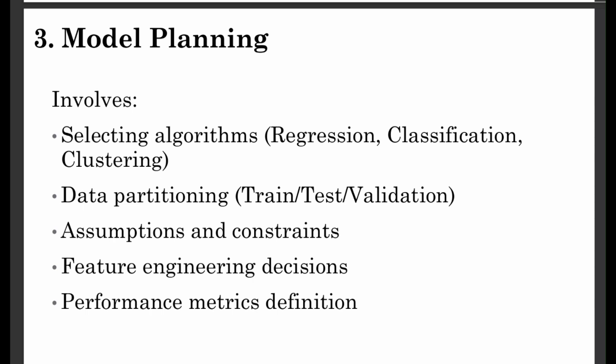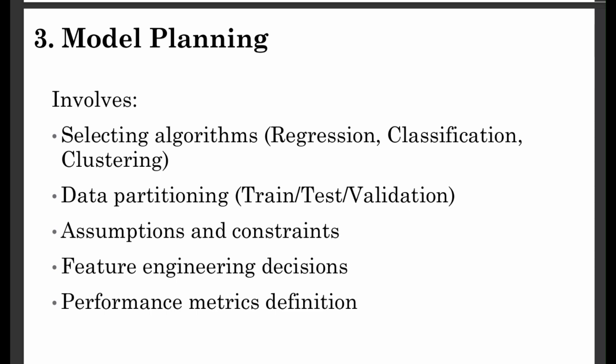Assumptions and constraints. Every algorithm has assumptions. Linear regression assumes a linear relationship between features and target. If these assumptions are violated, the algorithm will perform poorly. Identifying these constraints upfront saves a lot of wasted effort. Feature engineering decisions: planning what new features might be useful to create from existing ones.